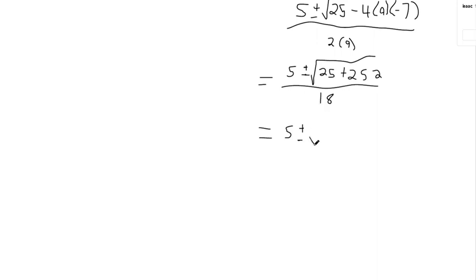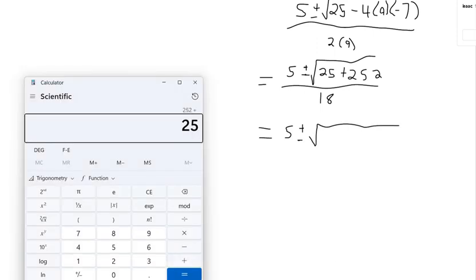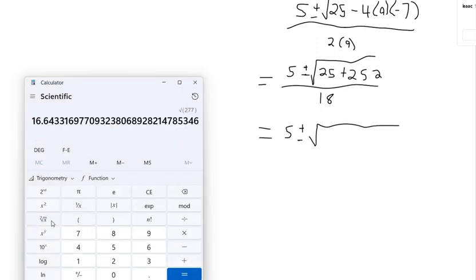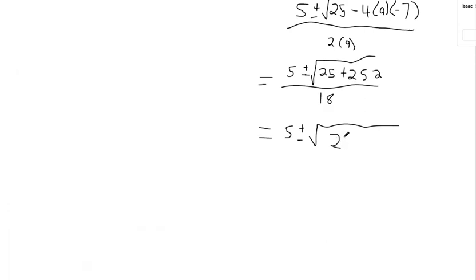It's called quick math. This isn't very quick math, is it? 252 plus 25. And I don't think that's a square root. It isn't. 277. It's not one of the perfect squares. It's not one of the square roots that gives us an integer, is what I mean. And so this is where we could end.